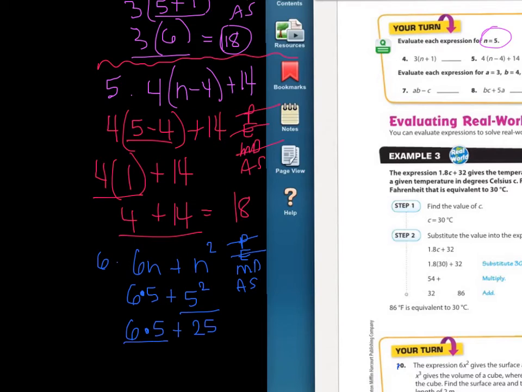6 times 5 is what? 30 plus 25. That did not get underlined, so you just drop it down. Keep it the same. And no more multiplication or division. Addition and subtraction is going to be 30 plus 25, and that equals 55.